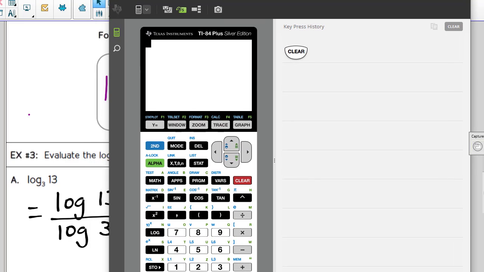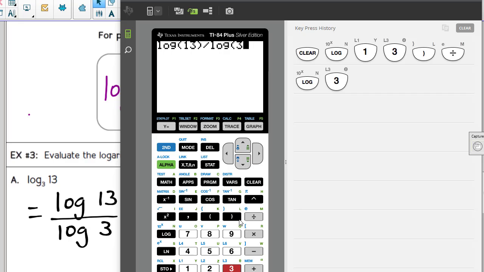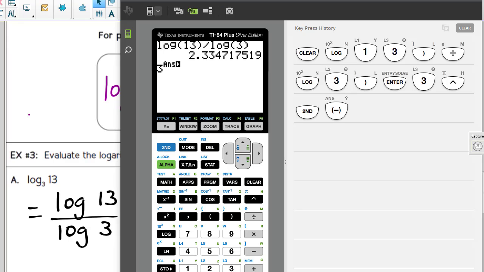Okay, so on my calculator, I'm going to say just log of 13 divided by log of 3, and we get that. Now, how can we check this answer? That's right. If we raise 3 to this answer, we should get 13. So 3 raised to, I'm going to do second negative key to pop in that previous answer, we get 13.